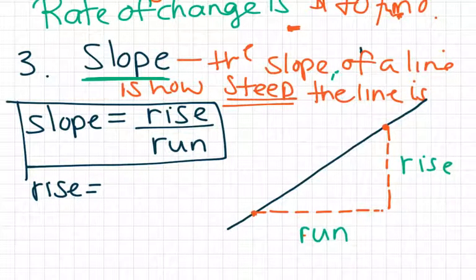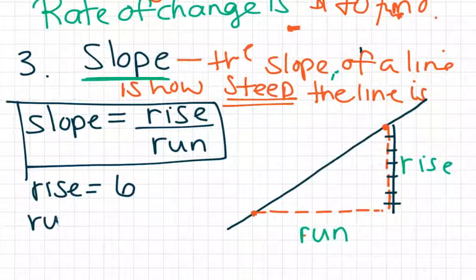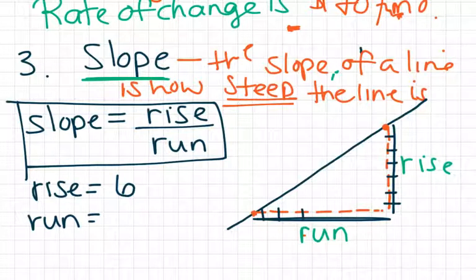The rise is going to be, I'm going to count how many squares this is. So this is 1, 2, 3, 4, 5, 6 squares. So our rise is 6. And now I'm going to count our run. Our run is across here, and it's going to be 1, 2, 3. Oh, did I miss one? 1, 2, 3, 4, 5, 6, 7, 8, 9.